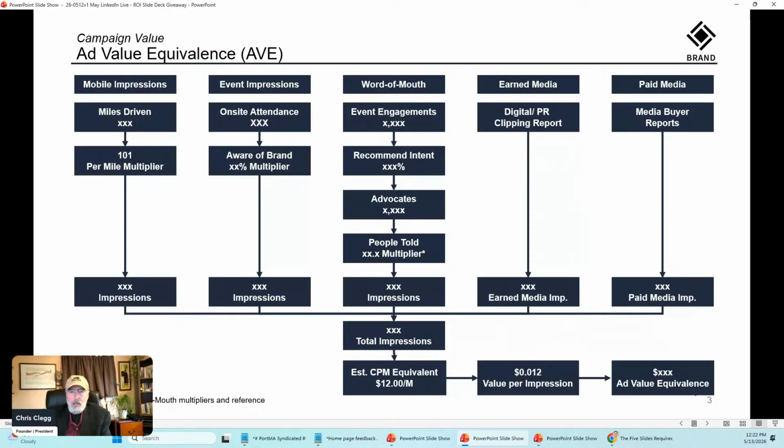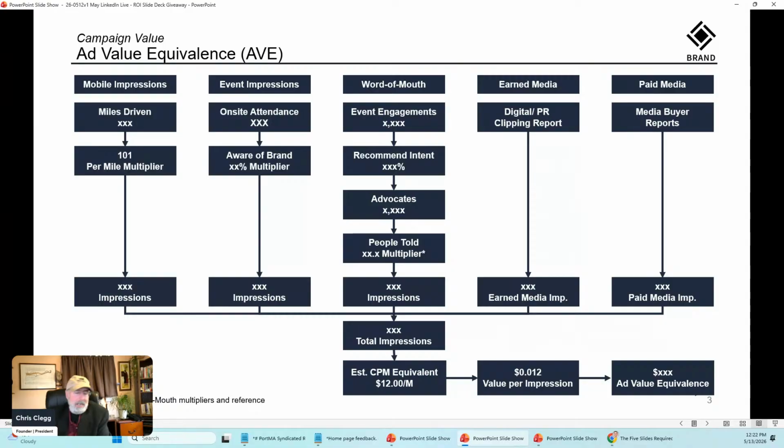Word of mouth behavior is really that advocacy measure or that viral component to what you're doing. It's driven by the positive brand experience. It's driven by the premiums that you're distributing. There are all kinds of methods of doing that allow us to get to a total number of impressions based on that viral component or word of mouth.